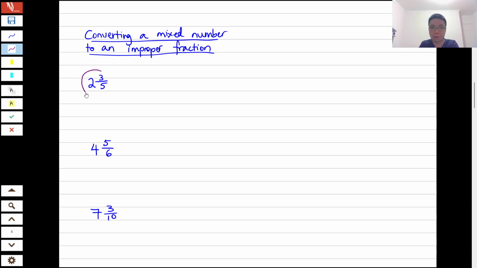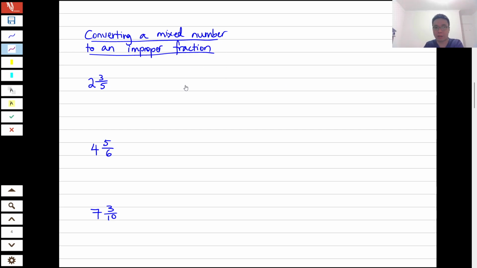So let's start with the first example. I've given you a mixed number, 2 3/5, and what I want to do is convert it to some fraction out of 5, and I just want one number on top. That number is going to be bigger than 5. How do we work this out?